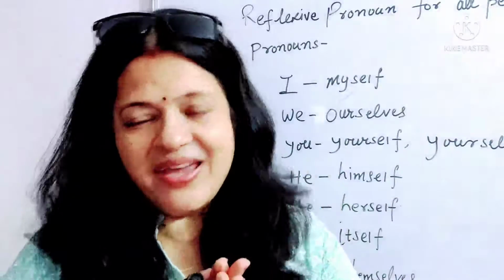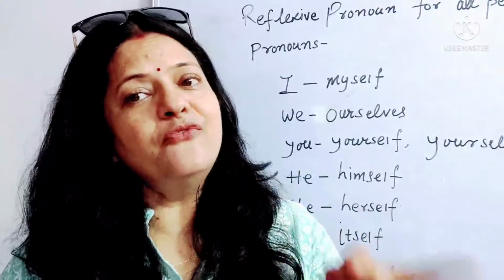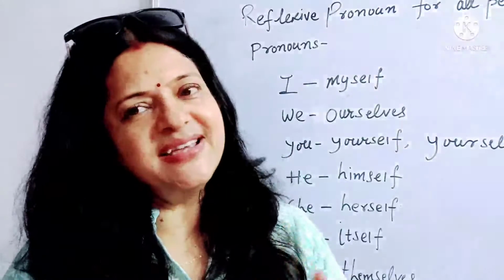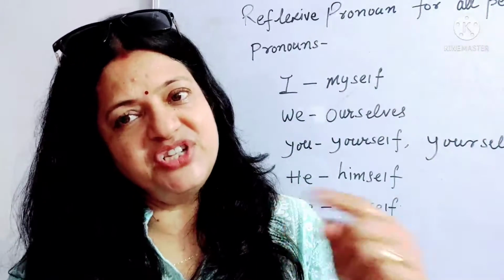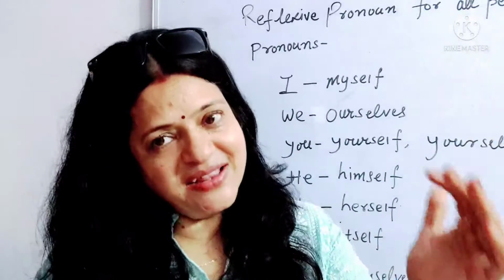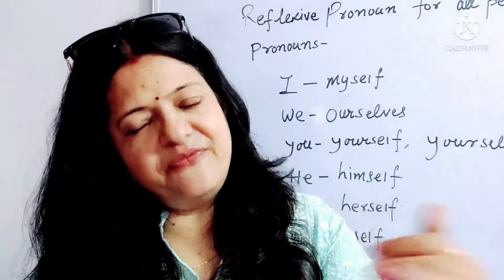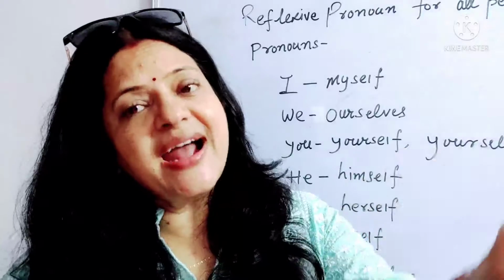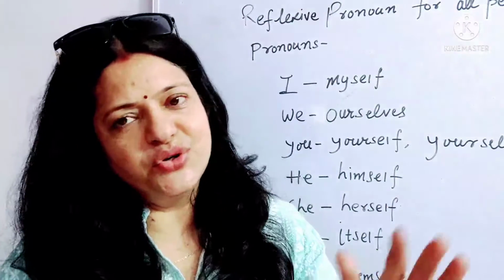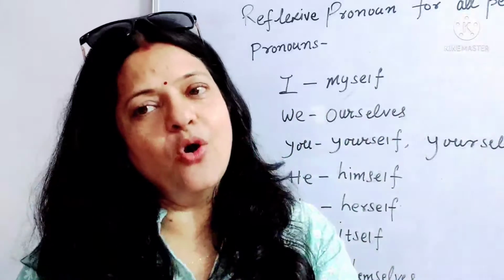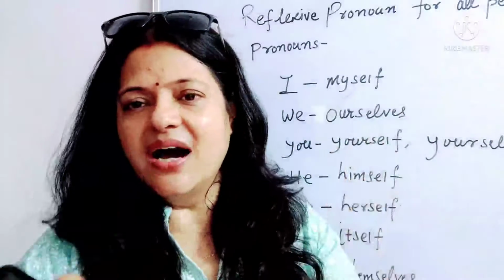Like if I say, I love myself, here we see that I is the subject and love is the action which is done by the subject, and this action reflects back, it's acted upon myself. So we can say that when subject and object are the same, I love myself.